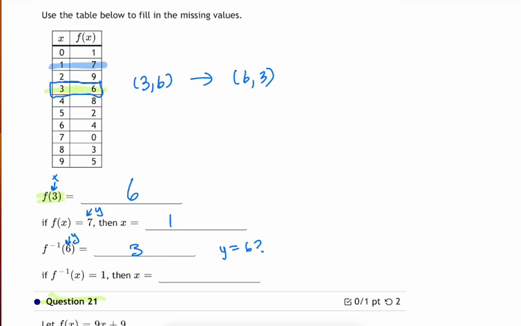The inverse flips the x's and y's. So this input here is a y value. So just find the y value of 6. The answer is 3. It goes backwards. We don't input x's, we input y's. So this one, the output of an inverse function is the x. So this is, where is x equal to 1? It's going the opposite direction. So here, just find where x is equal to 1. The answer is 7.